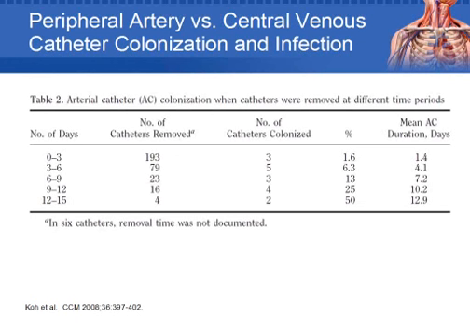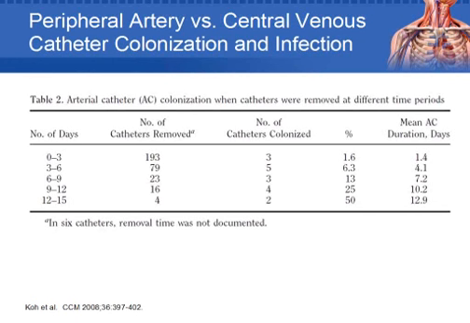And then what percent of the catheters that were removed, all of which were tested, were found to be colonized. So at 0 to 3 days, about 1.6% of them were colonized. By 3 to 6 days, it more than tripled to 6.3% of catheters colonized. By 6 to 9 days, it doubles yet again to 13%. 9 to 12 days doubles yet again to 25%. And 12 to 15 days doubles yet again to 50%. So for arterial catheters in place for 12 to 15 days, half of them will be colonized. And we know that colonization is a prerequisite step to infection.